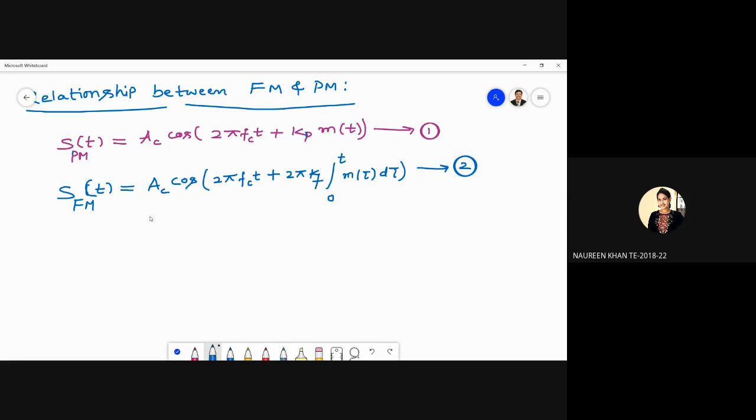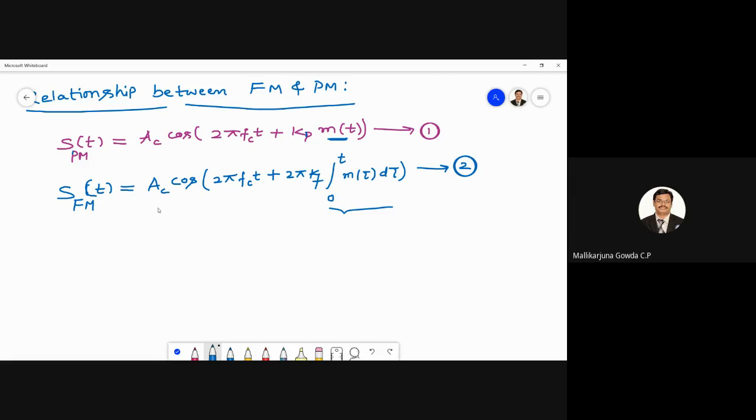Only one or two are saying yes. So the S_FM(t) equation should be Ac into cos of 2 pi fc t plus Kf into the integral of m of tau d tau. That is what I'm replacing. Kp and 2 pi Kf are constant only. I'm just talking about replacing m of t. If I replace m of t in equation 1 by this integral term, can I say it changes PM into FM?